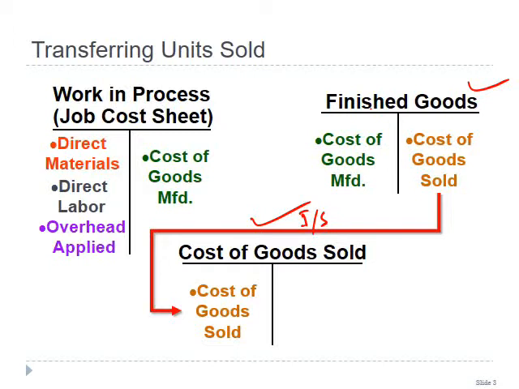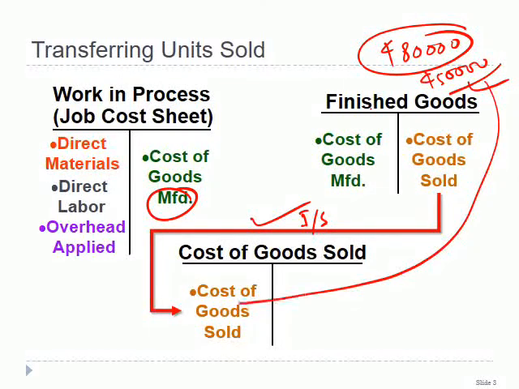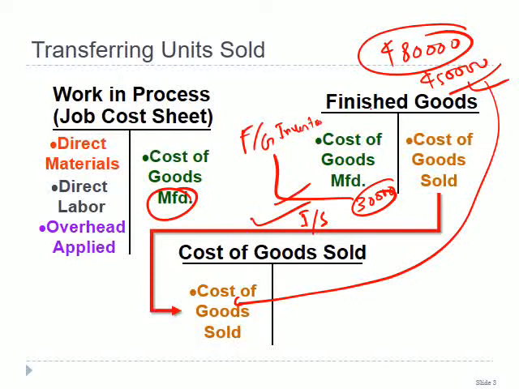For example, you manufactured goods worth 480,000 and you sold goods worth 450,000. So 450,000 of goods are transferred to the cost of goods sold income statement account, and the rest, 30,000, will go to finished goods on the balance sheet as inventory.